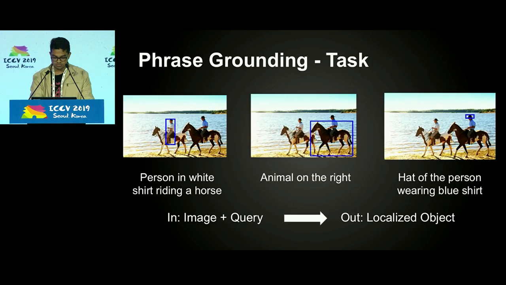So typically, in a phrase grounding system, we are given an image query pair, and we need to localize the referred object in the image. For example, in this given image, for queries like person in white shirt, animal on the right, or hat, we would like to produce bounding boxes for these objects.